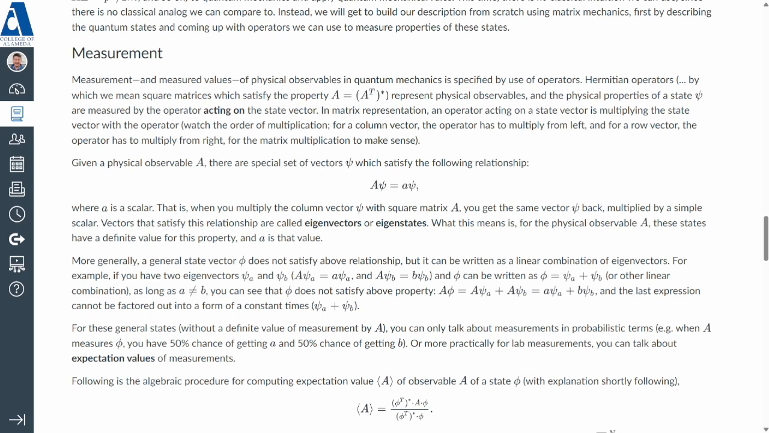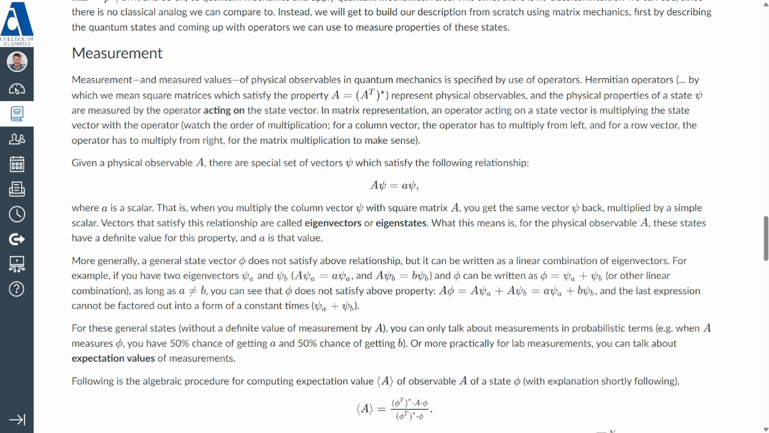operator A is equal to A transpose complex conjugate. These operators represent physical observables, and the physical properties of a state psi are measured by the operator acting on the state vector. In matrix representation, an operator acting on a state vector is multiplying the state vector with the operator. Watch the order of multiplication. For a column vector, the operator has to multiply from left. And for a row vector, the operator has to multiply from right for the matrix multiplication to make sense.